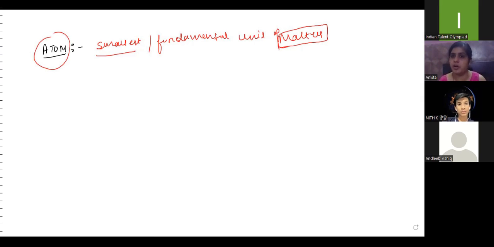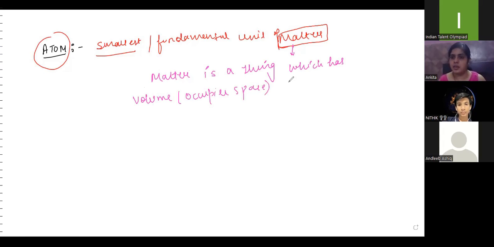If I ask you what is matter, what would you say? Matter is the smallest particle of an object. No, matter is something which has mass and occupies volume. Matter is a thing which occupies volume and which has mass. Has volume means it occupies space, and has mass means you can feel the weight.